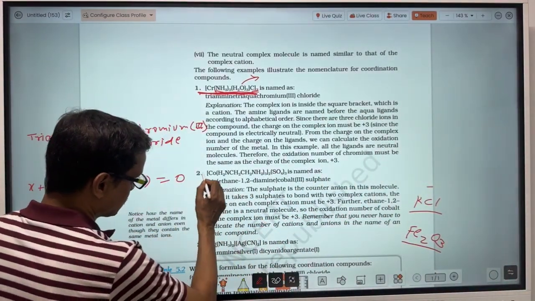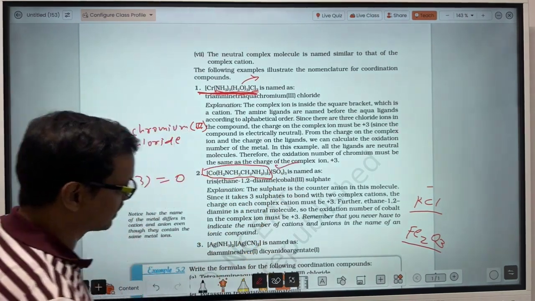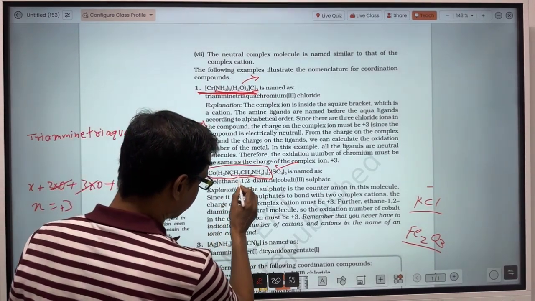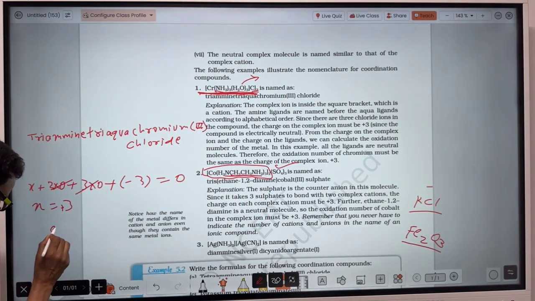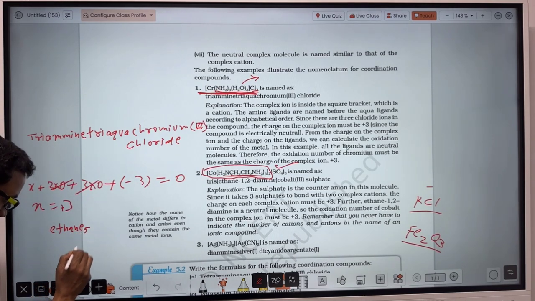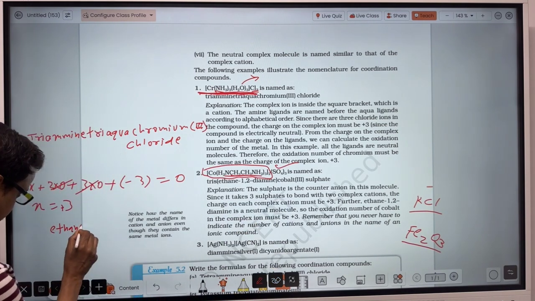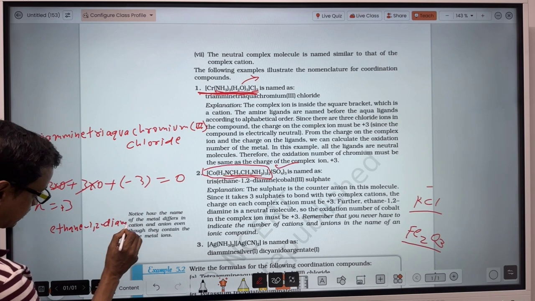Here in this compound, the coordination sphere is the cation and sulfate is the anion. And the ligand here is ethane-1,2-diamine. The name is ethane-1,2-diamine.